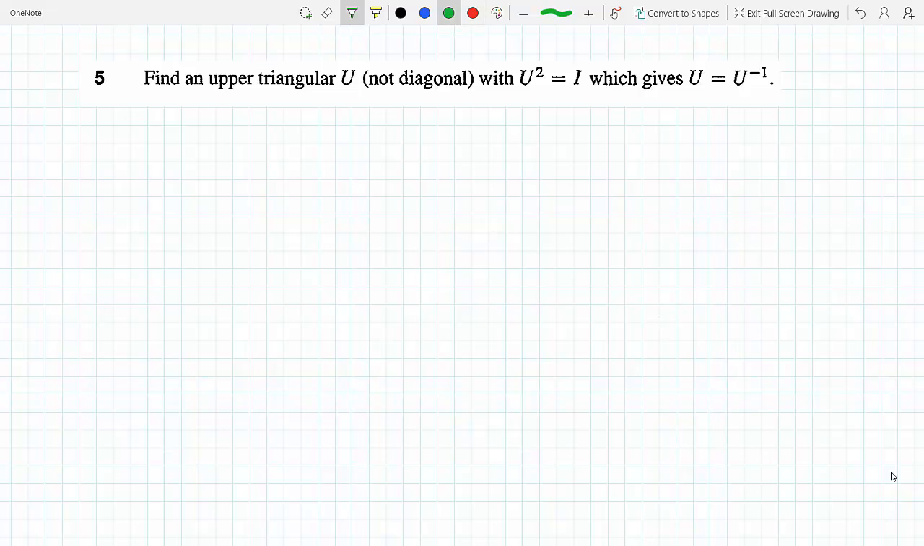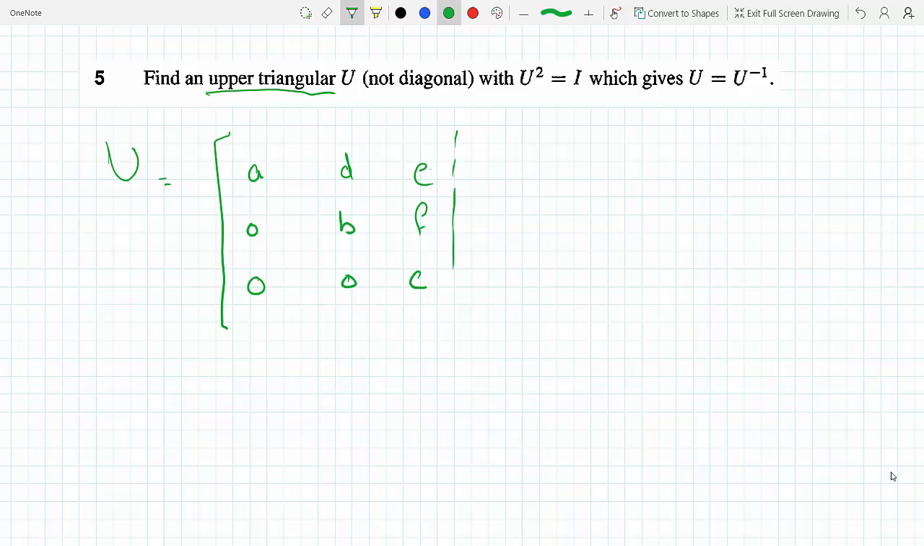So let's see. First, it's an upper triangular matrix. What does this mean? This means that under the elements of the diagonal, which I don't know what they are, by the way, to the left of these A, B, C, three unknowns, I have zeros. That's what an upper triangular matrix means. And above there, I don't know what they are. So let's fill in A, B, C, D, E, F. So this is our U matrix.